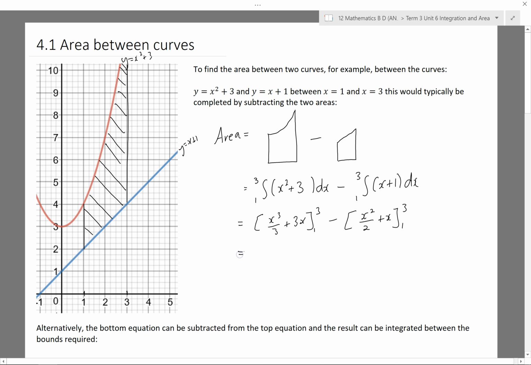And then it'd be a case of evaluating at these bounds. I'll end up with 26 on 3 units squared. Don't have any units on either of these axes, so it's the best I can do.